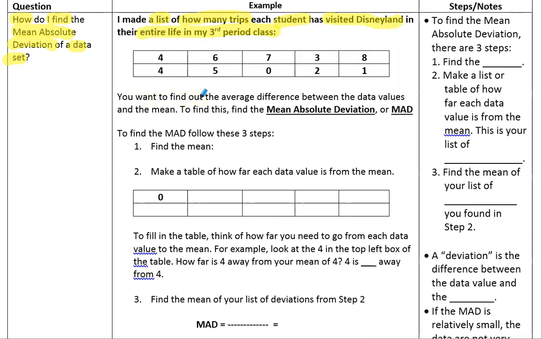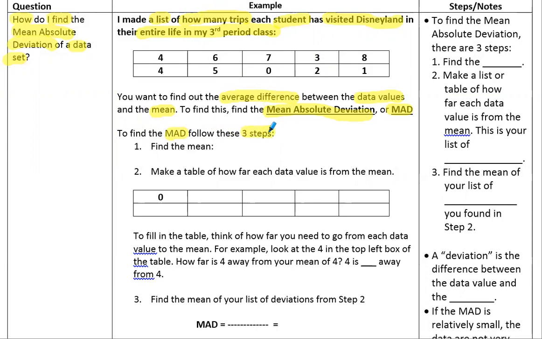You want to find the average difference between the data values and the mean. We want to find the mean absolute deviation, right? We want to find out on average how far these data are from the mean, because that will tell us its variation or how spread out the data are. To find the MAD, as we just went over in the first video, there are 3 steps.